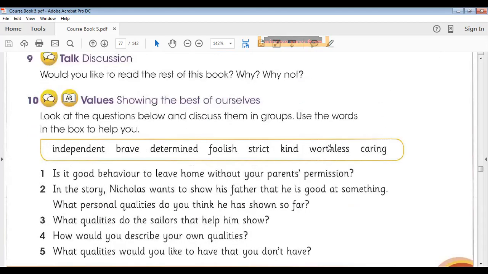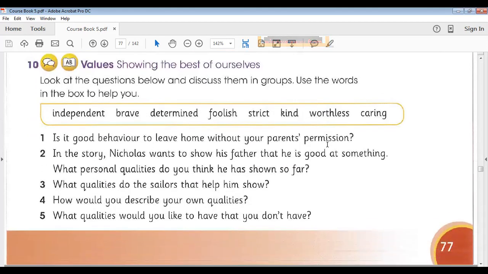After that we discussed the last activity, which was showing the best of ourselves. Look at the questions below and discuss them in groups. Use the words in the box to help you. Here we have the first question: is it good behavior to leave home without your parents' permission? Definitely it's not good behavior. In fact, it's a foolish idea.